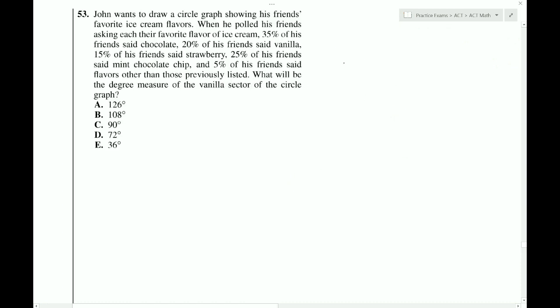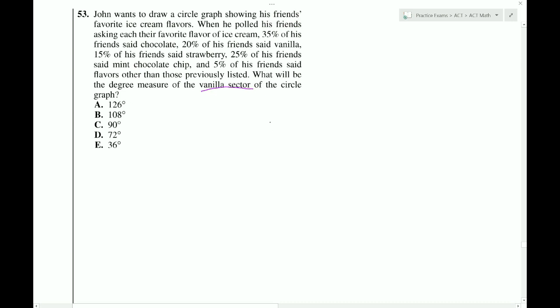John wants to draw a circle graph showing his friends' favorite ice cream flavors. When he polled his friends asking each their favorite flavor of ice cream, 35% of his friends said chocolate, 20% said vanilla, 15% said strawberry, 25% said mint, and 5% said other. What will be the degree measure of the vanilla sector of the circle?